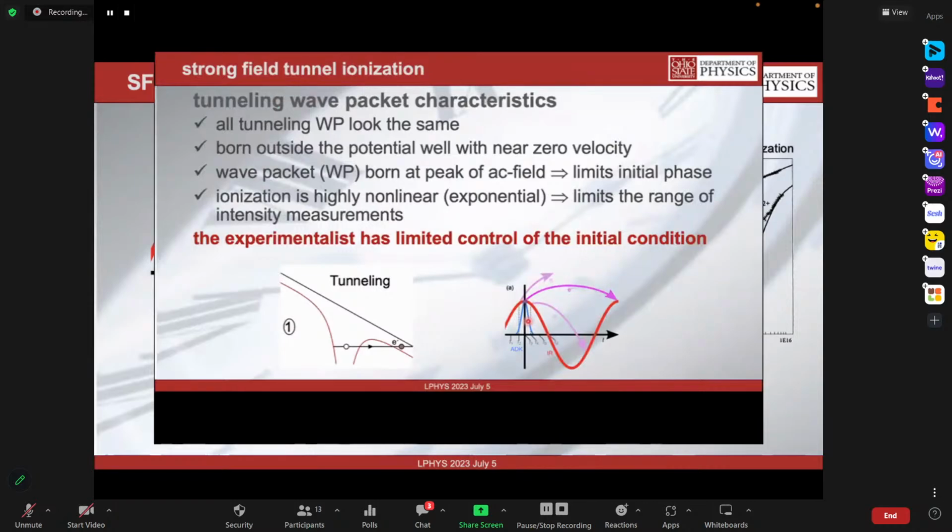are limited by that exponential rate, and then ionization is highly nonlinear, that is tunneling, and that limits the range of intensities that one could measure in a real experiment. So the experimenter has some control, but limited control on these initial conditions. And the concept that I'll now introduce, the quantum trajectory selector, breaks out of this constraint.